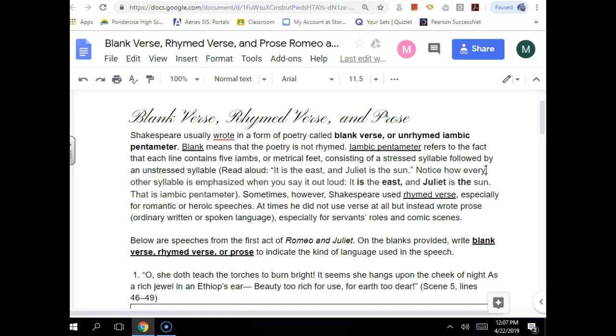Right, dialect is speaking based on where you're from. If you've ever read a Mark Twain book, you have to read it out loud because you have no clue what they're saying, since it's written in such a dialect.